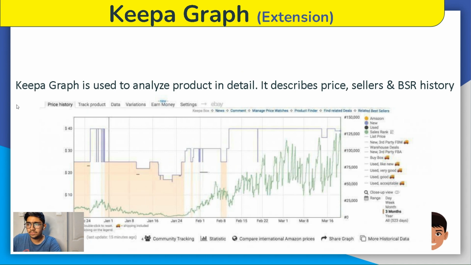Keepa Graph extension. Keepa is used to analyze a product in detail. It describes price, sellers, and BSR history. But I believe that Keepa is mainly used for the buy box. I only use it for the buy box, because there is no other tool other than Keepa that tells the buy box rotation and percentage and all about the buy box statistics.